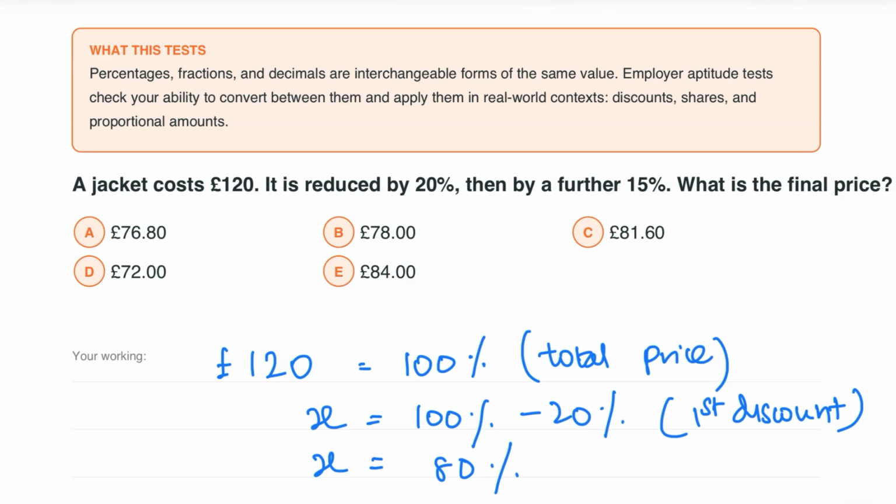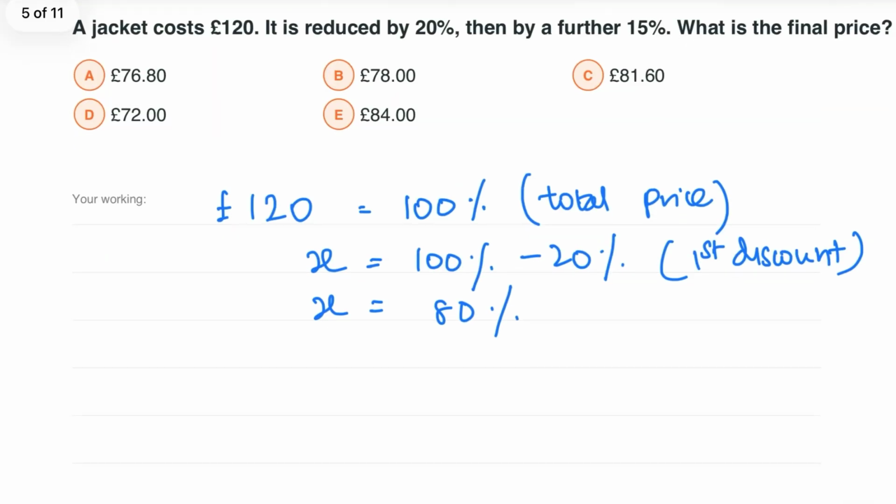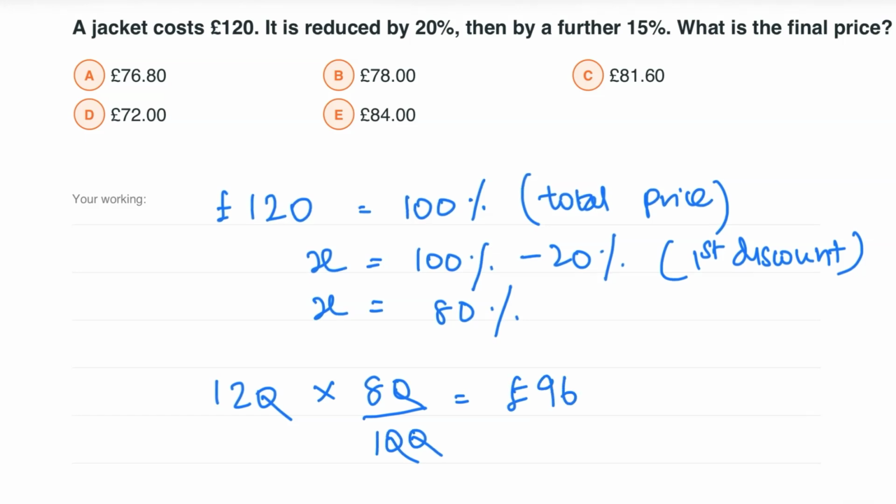80% of 120. Therefore, to get the value we do 120 multiplied by 80 divided by 100, because this is 100, and we want to get now 80%. If you solve this, you will get the answer. We can cancel out the zeros. The answer will be 12 times 8, which is 96 pounds. Now, this is after the first discount.